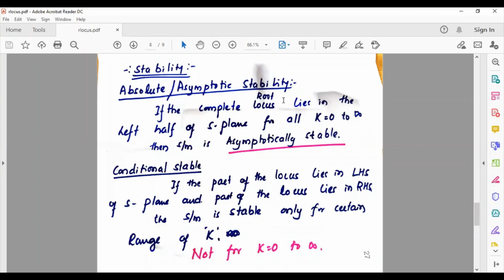Okay, I'll quickly finish off. So we have the stability conclusion now. We have asymptotic stability: if the complete root locus lies in the left half of the S-plane for all k equal to 0 to infinity, then the system is asymptotically stable. Then we have conditional stability: if part of the root locus lies in the left half of the S-plane and part lies in the right half of the S-plane, the system is stable only for a certain range of k, but not for k equal to 0 to infinity.